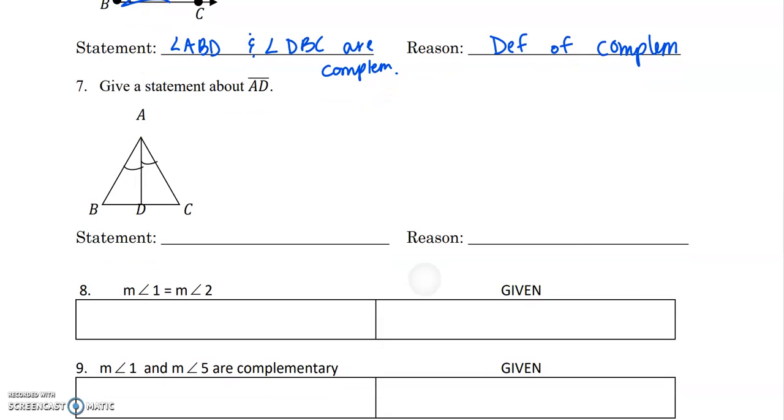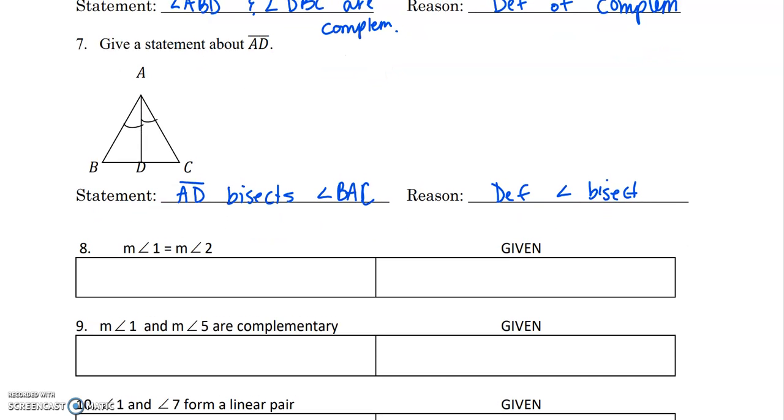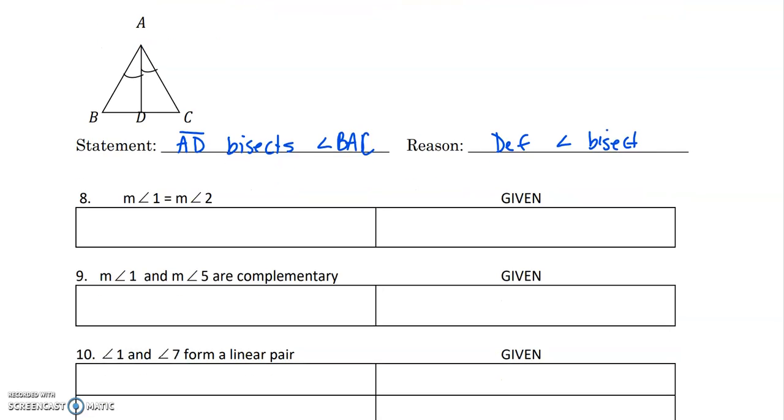And then we have our AD bisecting angle BAC. And that is the definition of an angle bisector, when we show that those angles are congruent. So you could even go to say that angle BAD is congruent to angle DAC, definition of an angle bisector.